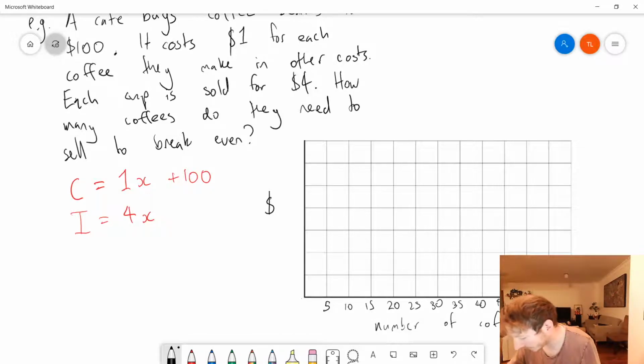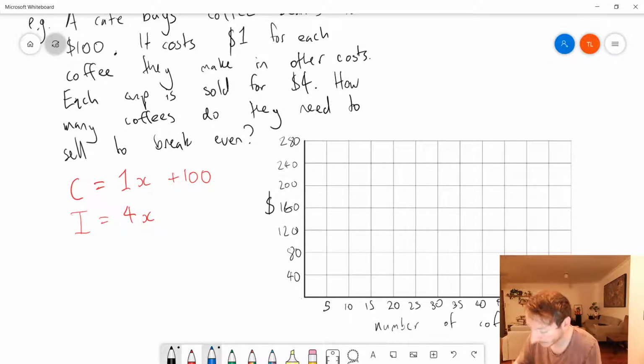And dollars, well, I'm going to need to get to at least 100. Probably even 200. Let's go up by 40s, because why not? 40, 80, 120, 160, 200, 240, 280. Alright, now let's plot costs first.